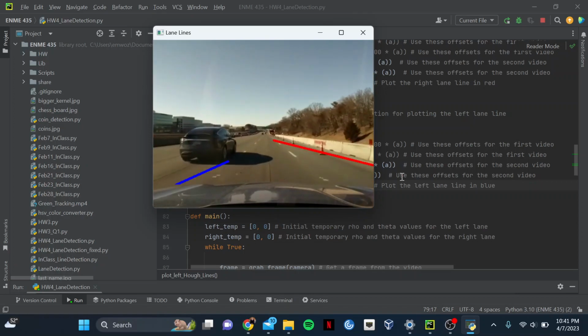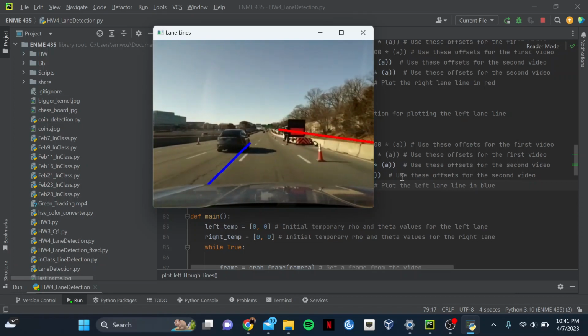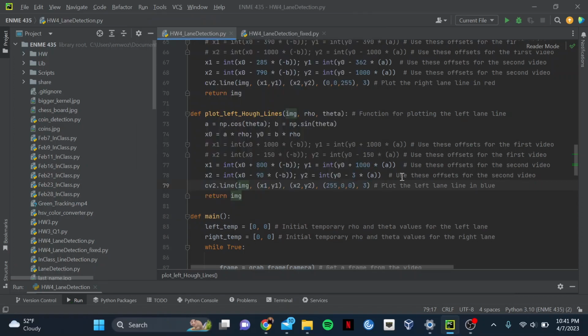And this performance is largely consistent for the rest of the video, so I'll go ahead and end it. So in terms of recommendations, I have two main ones.